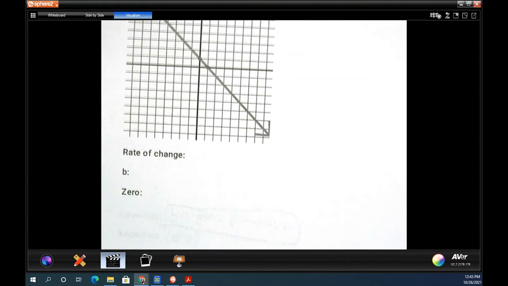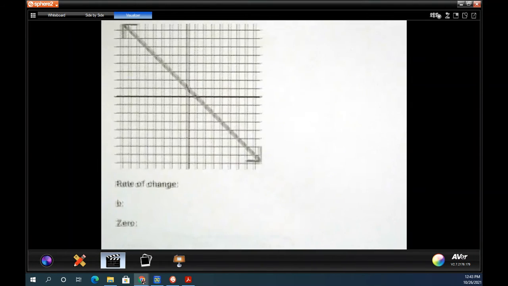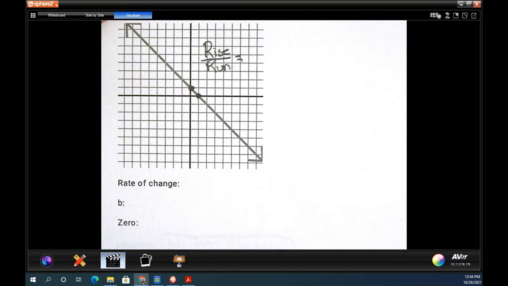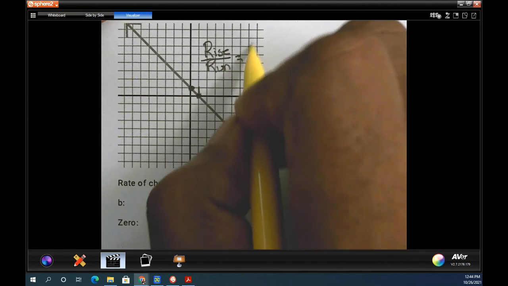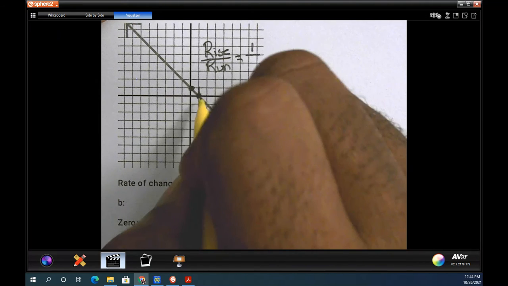Let's take a look at this one. All right. Here's where the hard part comes in for a lot of them. Finding the slope. You got a point here and a point here. Guys, it's rise over run. Write it down. Rise over run. Here's the deal. It rises 1. But it goes to the left 1. That's negative.